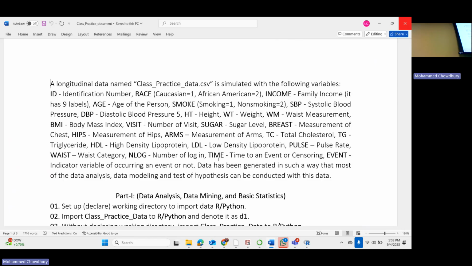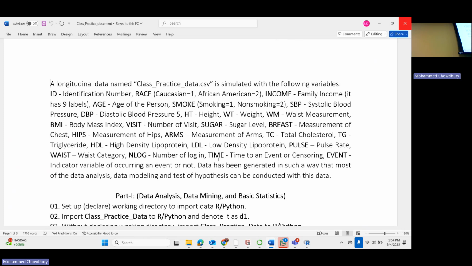This data has these variables. A longitudinal data named class practice data CSV, simulated with the following variables: identification number, race, income, age, smoke, systolic blood pressure, diastolic blood pressure, height, weight, waist measurement, body mass index, visit number, sugar, measurement of the chest, hips, arms, and total cholesterol, triglyceride, high density lipoprotein, low density lipoprotein, pulse rate, waist category, number of logins in the electronic device, time spent on the device, event. These are the variables.